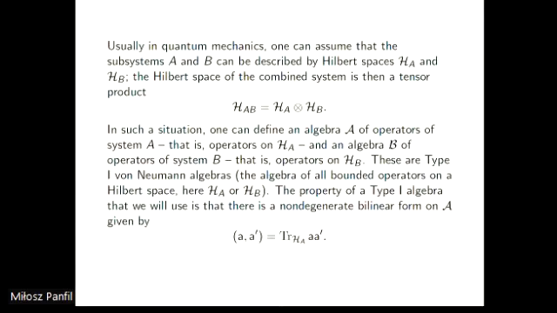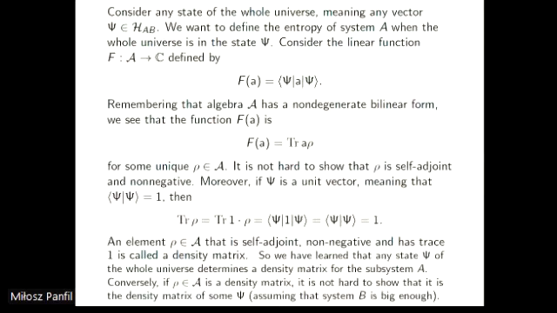Now, the property of a type 1 algebra that we'll use is that there's a non-degenerate bilinear form on the algebra given by the trace in the Hilbert space of AA'. Suppose we now consider any state of the whole universe. For simplicity, we'll take a pure state. So by a state, I will mean simply a vector in the Hilbert space of the universe.